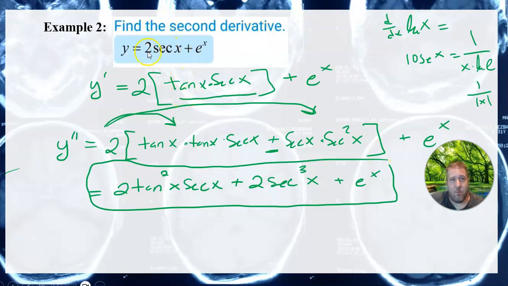Find the second derivative. Well, constant multiple rule. The derivative of secant of x is secant times tangent, plus e to the x is itself. The first one was pretty easy. This is product rule, so you've got to be careful there. See how I used product rule, and then I cleaned it up a little bit to get the answer.